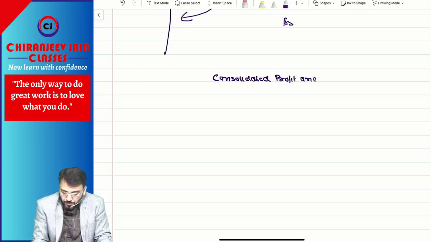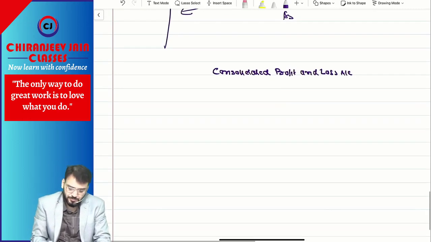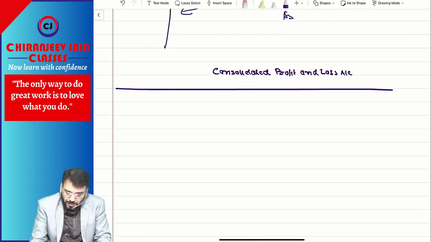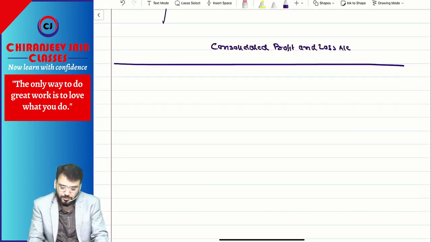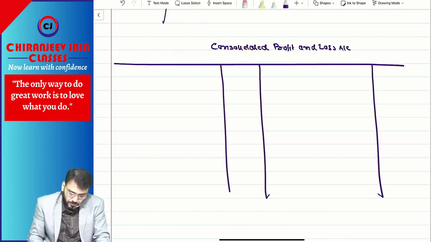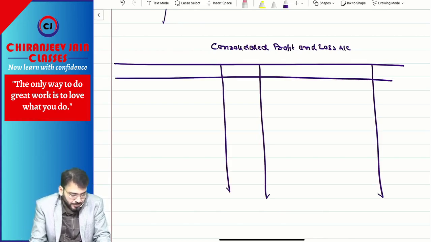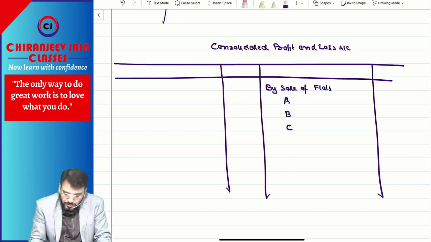profit and loss account, because it is not a company, we can do it in T shape. We can use T shape now, or if we want, the vertical format also we can do. Whatever I'm asking, just give me. Tell me, can you give me the sale of flats? A how much? B how much? C how much?